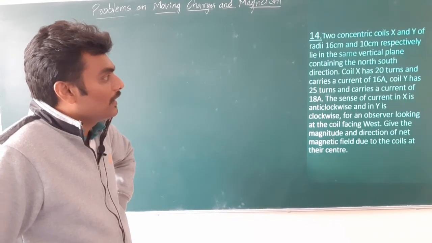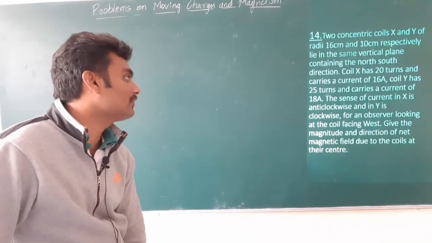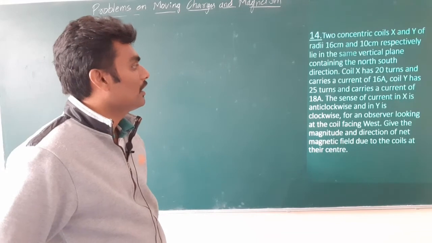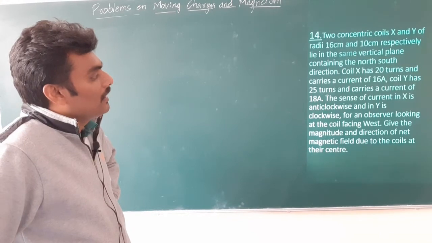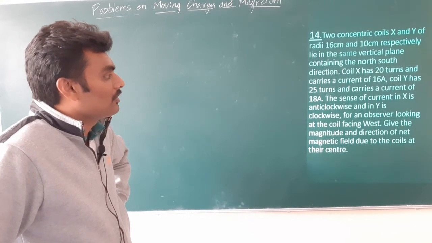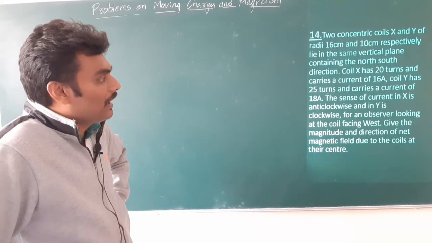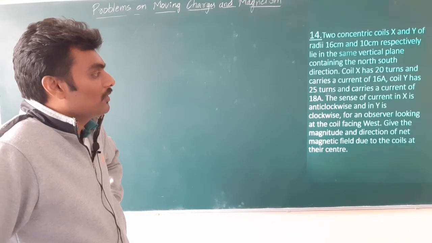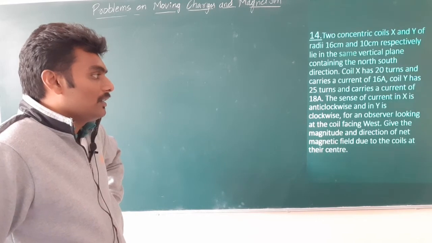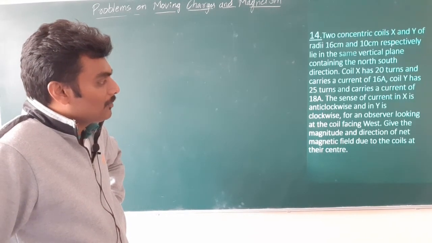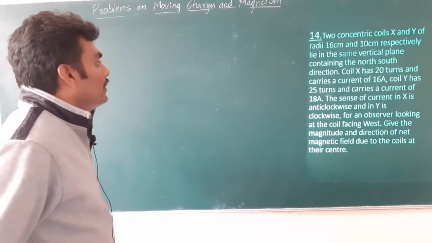Okay. Coil X has 20 turns and carries a current of 16 ampere. Coil Y has 25 turns and carries a current of 18 ampere. The sense of current in X is anti-clockwise and in Y is clockwise. Okay, here comes a tricky part. The sense of current in X is anti-clockwise and in Y is clockwise for an observer looking at the coil facing west. Okay, give the magnitude and the direction of net magnetic field due to the coils at the center. Okay, fine.